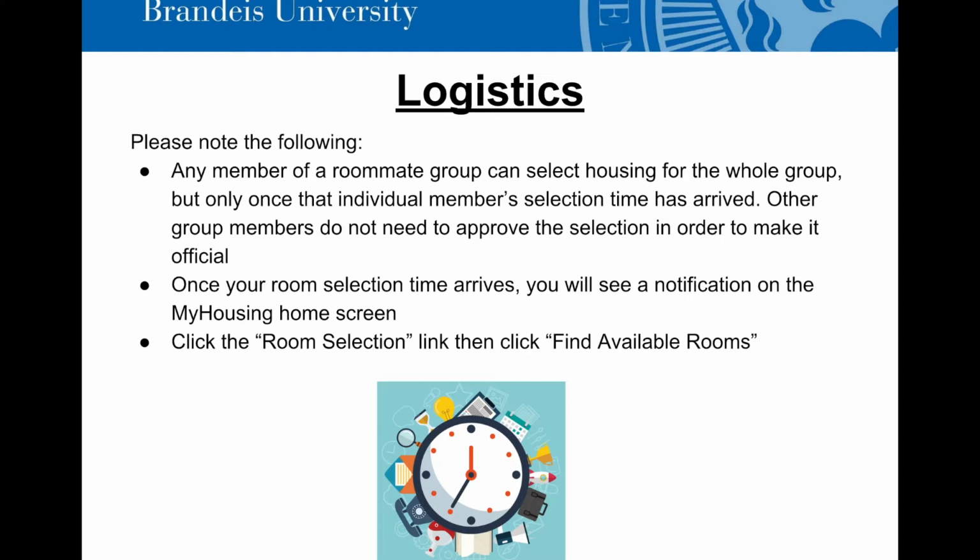Once your room selection process begins, you can step in and see what rooms are available for your roommate group. You will not be able to select a room until your selection time. Once your room selection time arrives, you will see a notification on your My Housing home screen. You will then be able to select a room. To do this, you must click the room selection link on the top right side of the page, then click Find Available Rooms when it pops up.